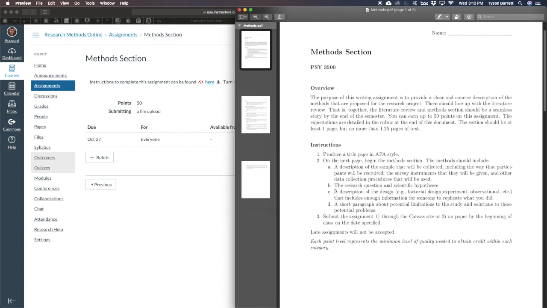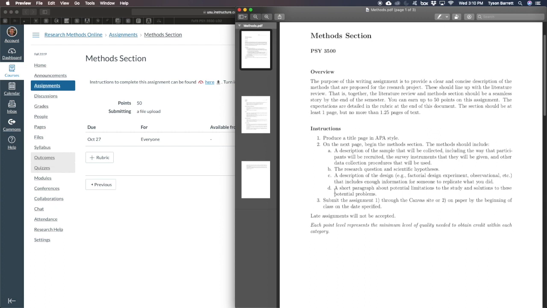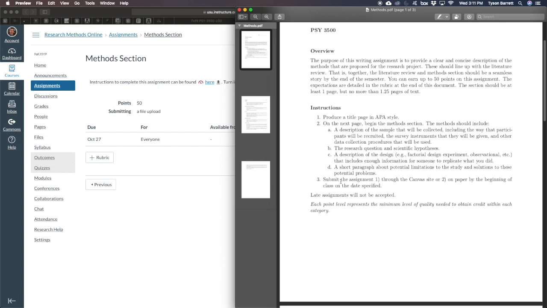Third thing, a description of the design. So, for example, a factorial design experiment, observational, survey. It needs to include enough information that someone could replicate what you plan to do or what you did. So I should be able to read it and be able to do the exact same thing you did. And then last thing, a short paragraph about potential limitations to the study and possible solutions to those potential problems.